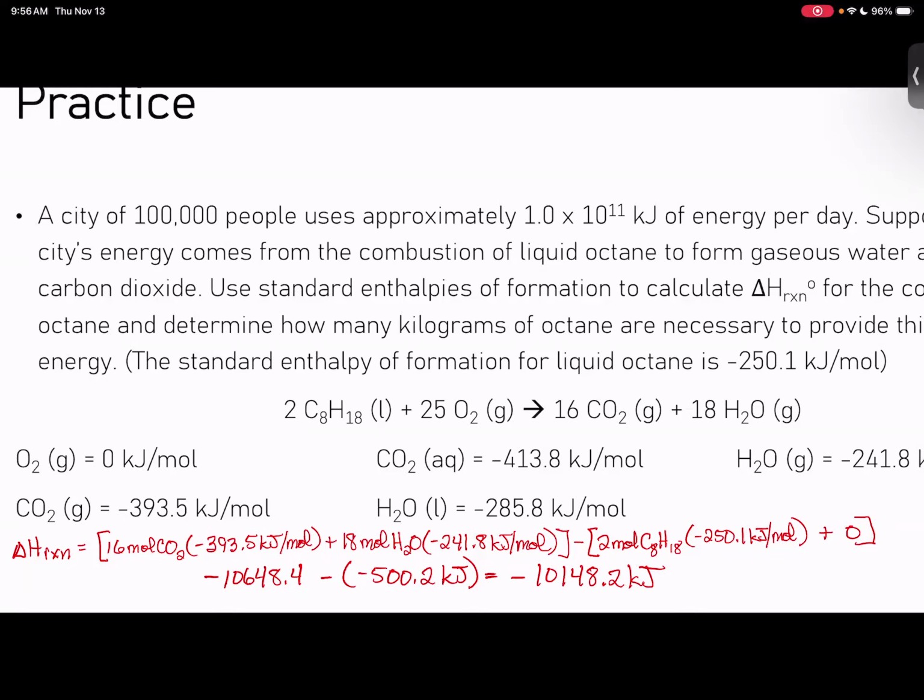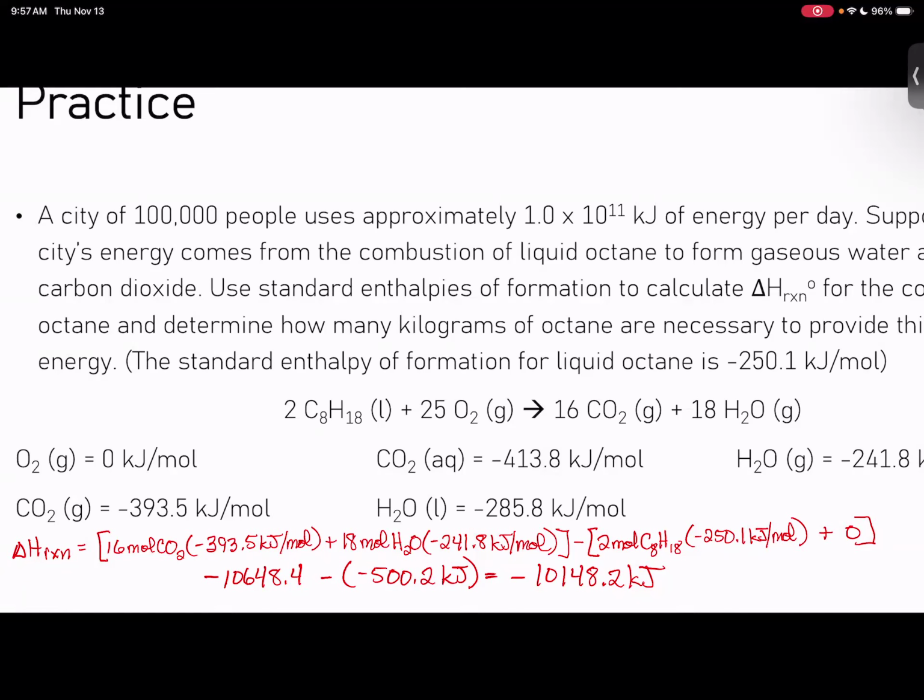On this one, you should have got a negative 10,148.2 kilojoules. Again, it's final minus initial. So it's the product minus the reactant. So I took the product of 16 moles of CO2 times negative 393.5 plus 18 moles of water times negative 241.8. And from that, I subtracted out 2 moles of octane at negative 250.1. The oxygen contributed 0 to that because it's an element in its standard state.